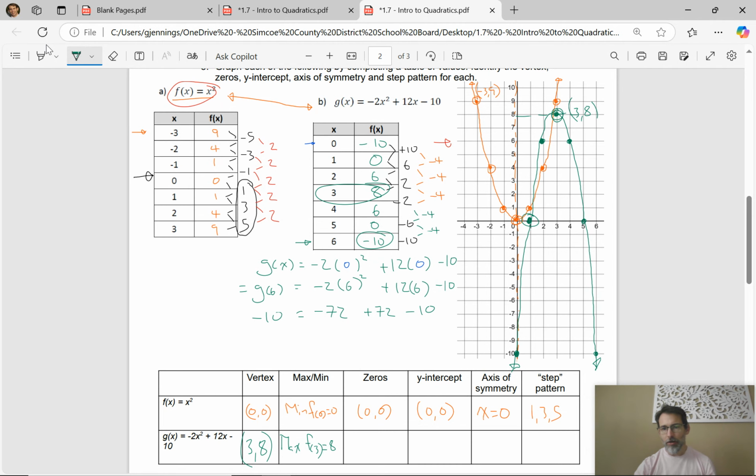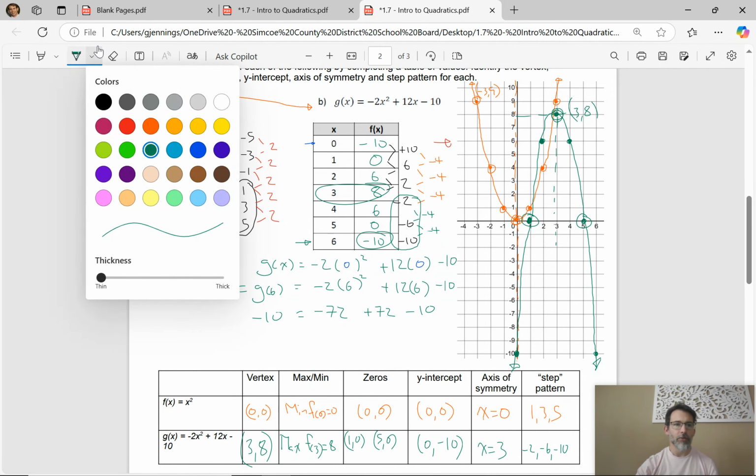The zeros here are 1, 0 and 5, 0. The y-intercept is 0 in the x, of course, minus 10 in the y. The axis of symmetry is this line here. X is equal to 3. And the step pattern is, this is what we're talking about, the step pattern, minus 2, minus 6, minus 10. The steps away from the vertex.